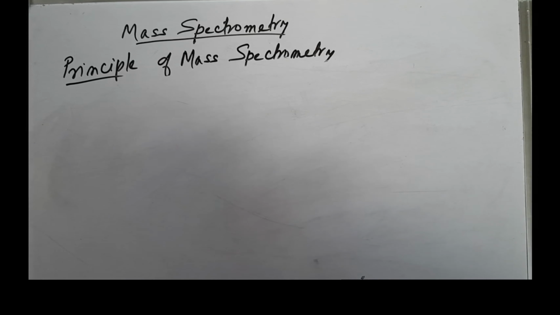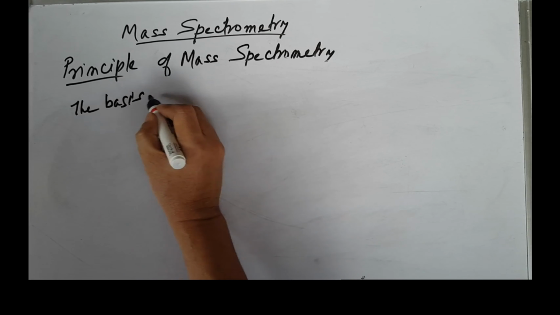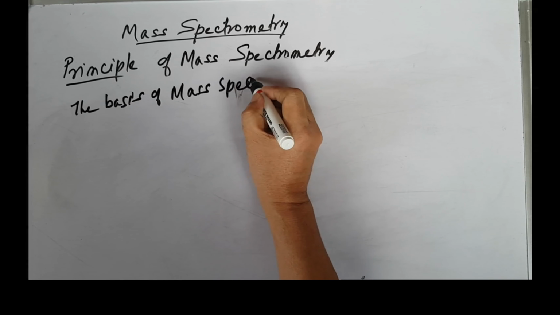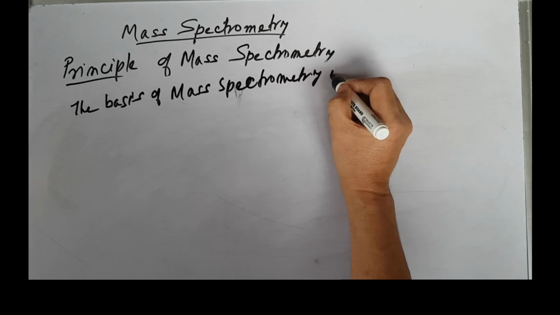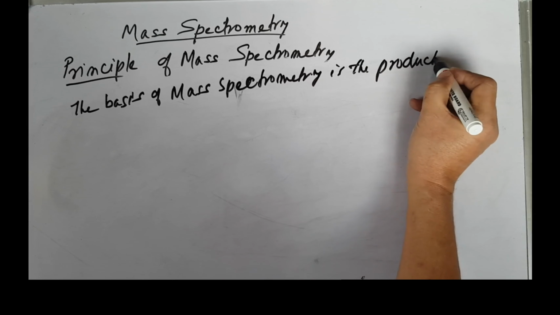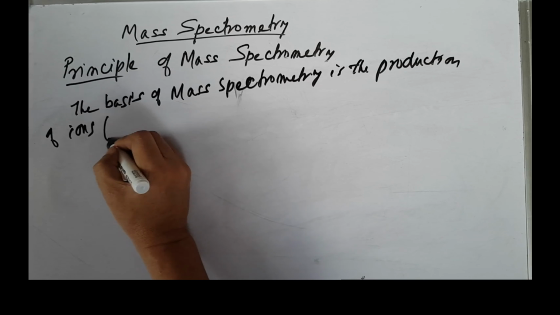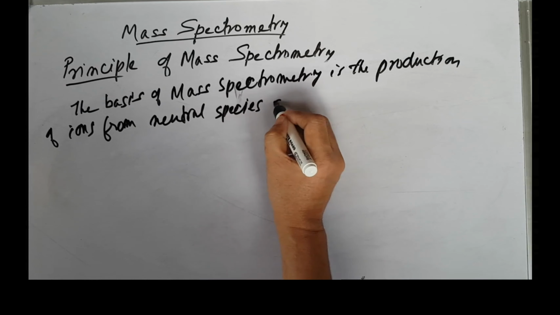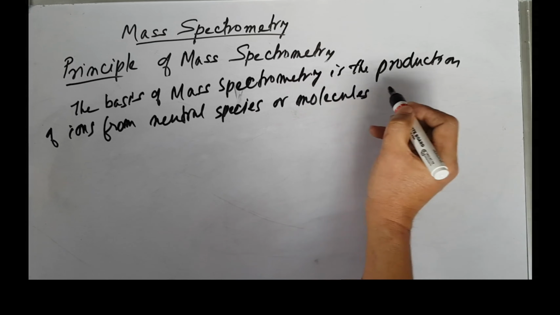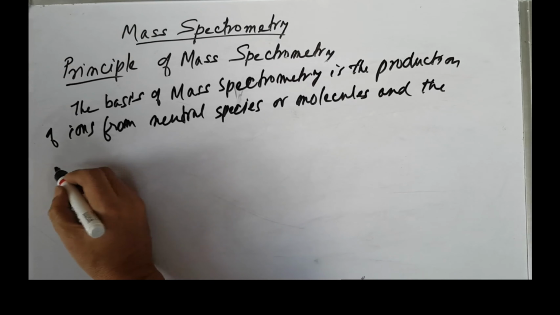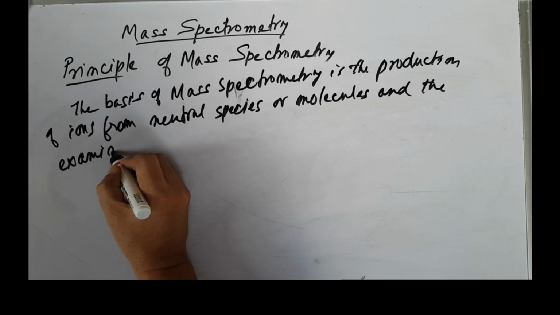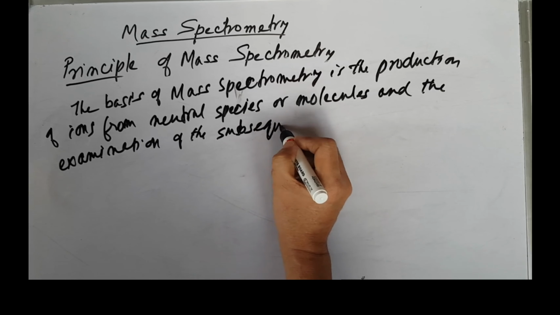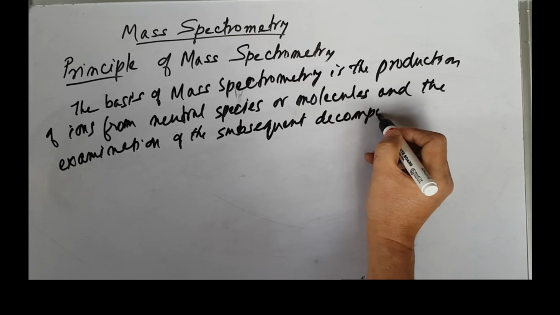So I write down here: the basis of mass spectrometry is the production of ions from neutral species or molecules, and the study or examination of the subsequent decomposition of the ions.